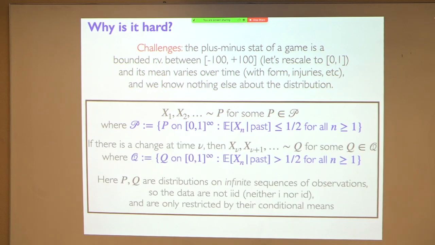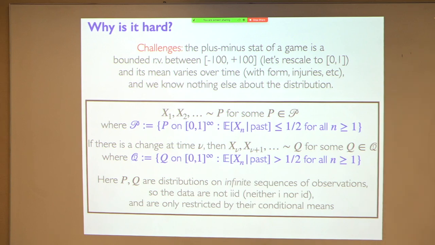And then script Q is joint distributions on 0, 1 to the infinity such that the expected value of x n given the past is greater than a half. So they're more likely to win the game. So if there's a change point at time nu, then the data after nu, x nu plus 1, x nu plus 2, and so on, that's a joint draw from some Q. Okay, so this is how I'm going to model things as no I, no ID.